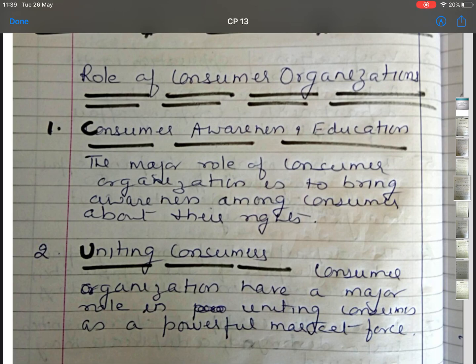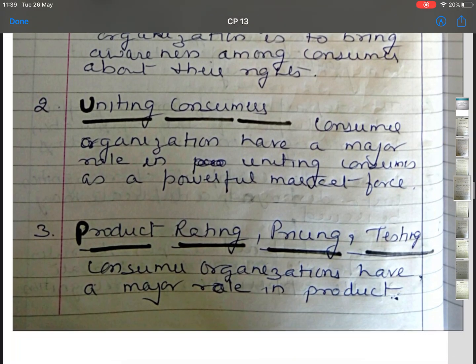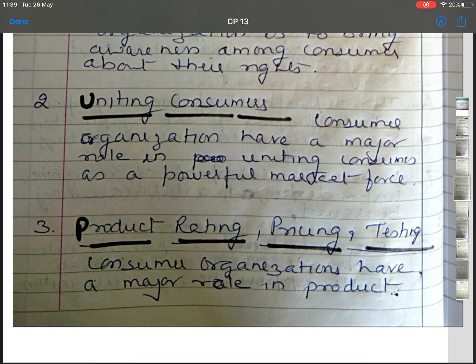The second is uniting consumers. Consumer organizations have a major role in uniting consumers as a powerful market force. An example is the ongoing movement against genetically modified food.